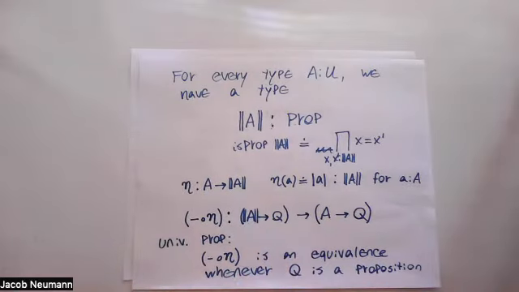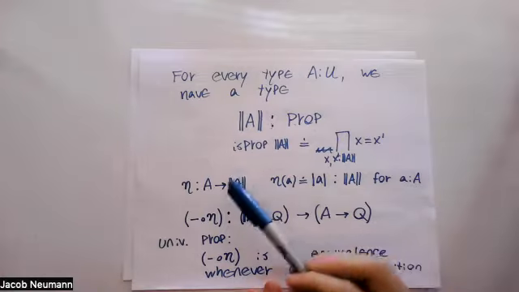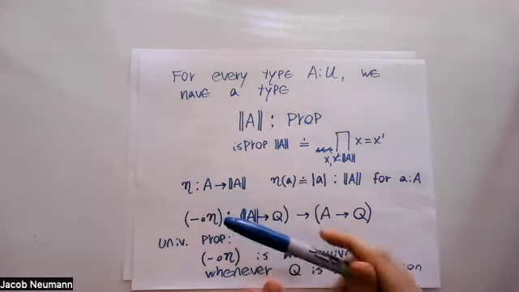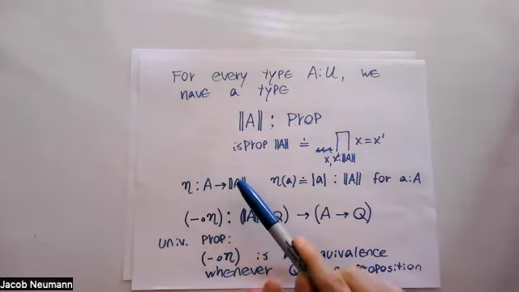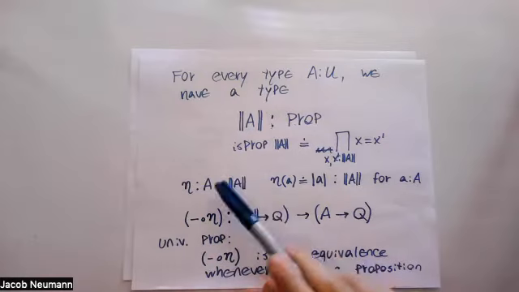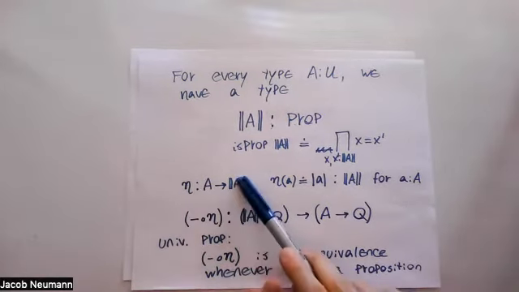And you can think of this logically as saying that if A is inhabited, then the truncation of A is inhabited, because if I have some inhabitant of A, I can stick it into the truncation of A.